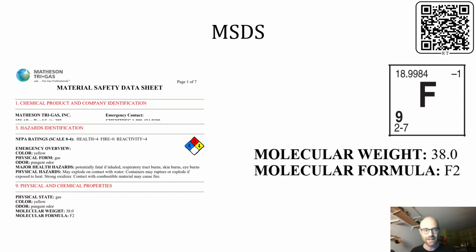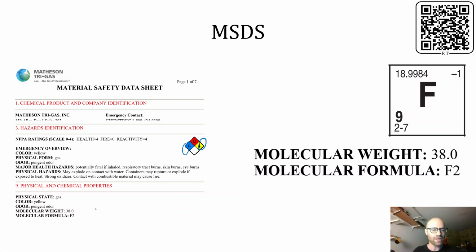I wanted to talk about fluorine because, if you look, Matheson Trigas is kind enough to make theirs available on the internet. There's the information about the chemical, the company, and then a little bit about the hazard information. You can see it's a rating of 4 on both health and reactivity. 4 is the worst score, 0 is the safest. This stuff is nasty.